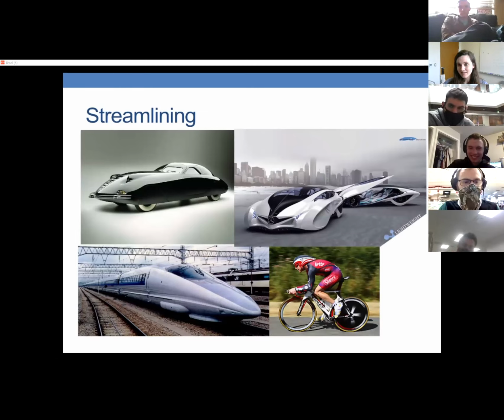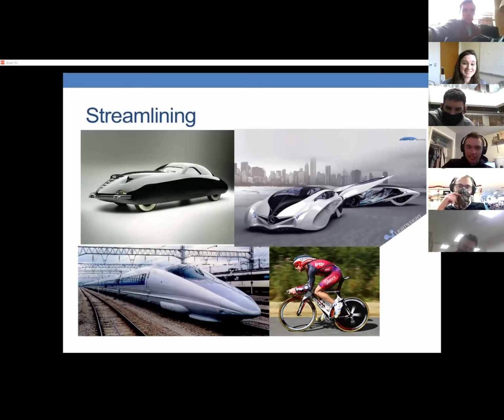Air flows very easily around it. It is designed in such a way to reduce drag. So why though? You can sort of see they all kind of have the same look, kind of snaky almost. So why does this streamlined look reduce drag and make things more aerodynamic?